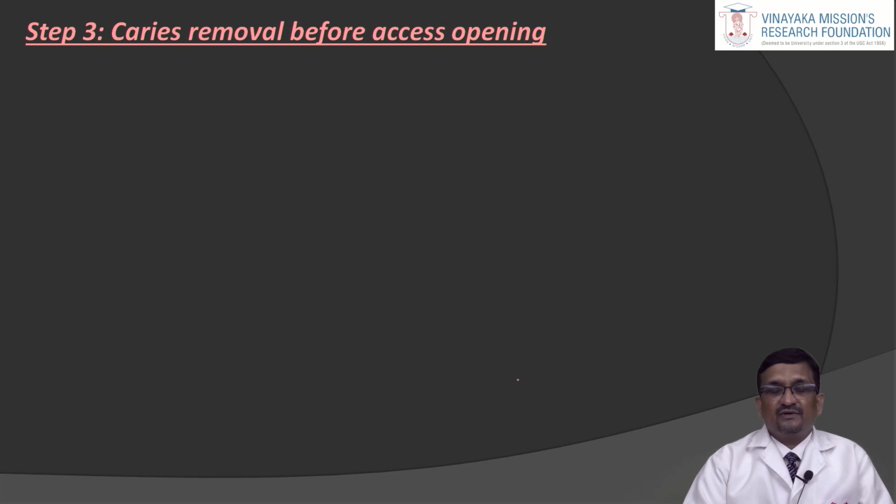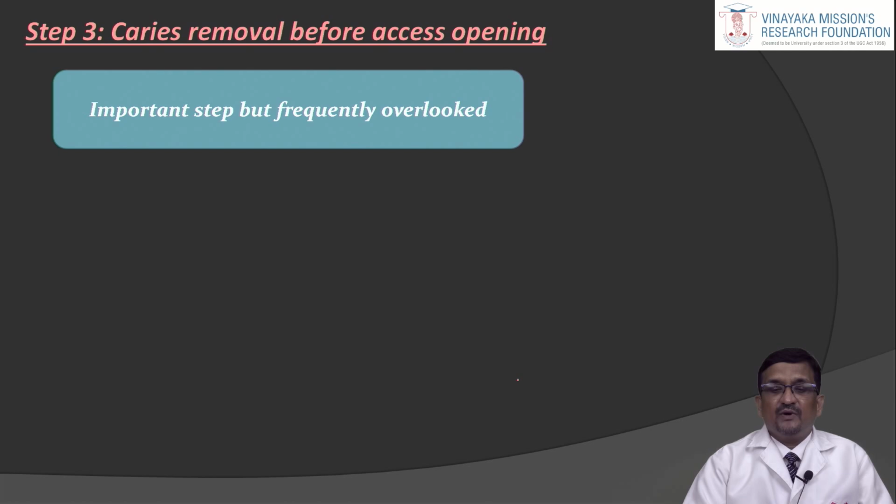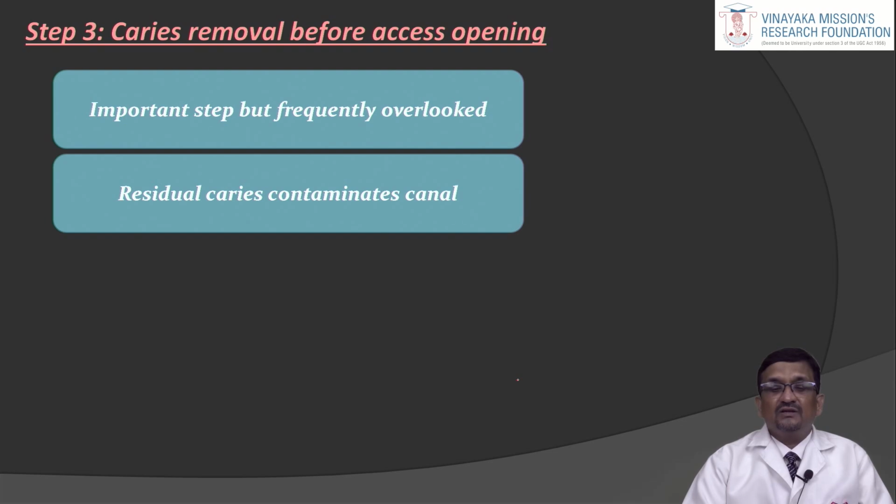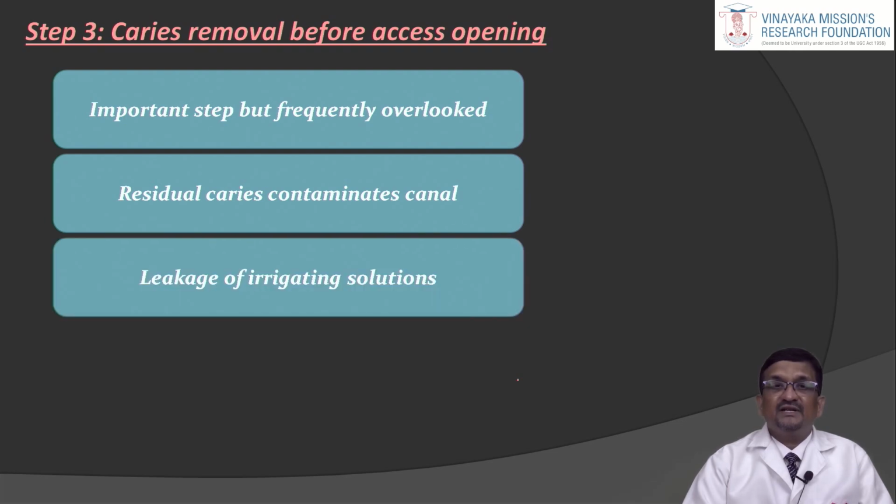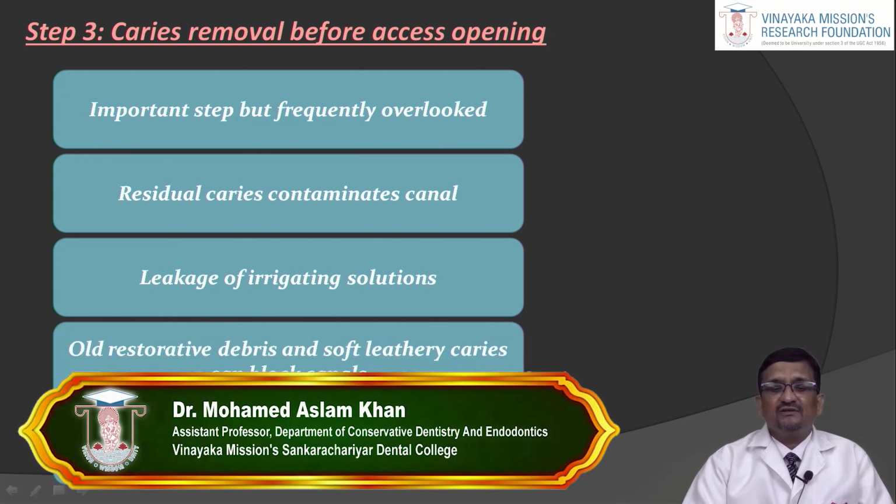Next important step 3, which I tell everybody, is caries removal before access opening. So it's an important step but frequently overlooked. Most of the people are in a hurry to do root canal treatment, so they do the access opening, they don't bother about removal of caries, but that is wrong. Residual caries contaminates the root canal. So kindly remember, first remove the caries, make a proper wall, restore it with a temporary filling, then we need to place a rubber dam. Actually removal of caries will also help us in assessing the final restorability.